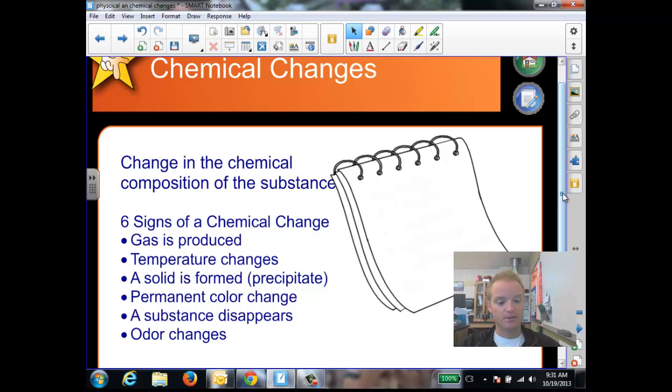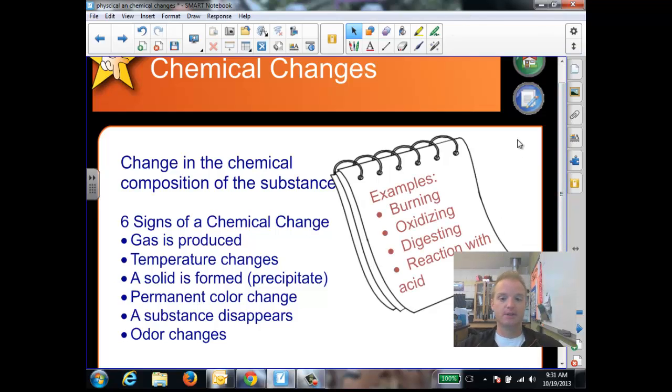So, a permanent color change, that means the color is changed permanently, you can't change it back. One substance kind of seems to disappear. We would say it doesn't really disappear, it seems to disappear. And we have the odor change, there's a different smell to it. And these are all ways that we can kind of gauge if a chemical change has taken place.